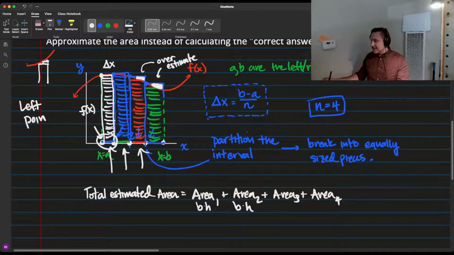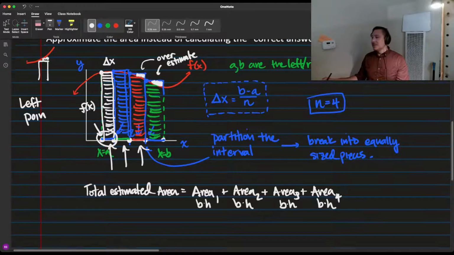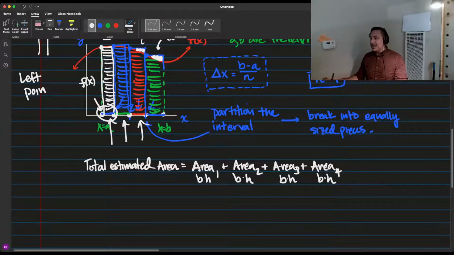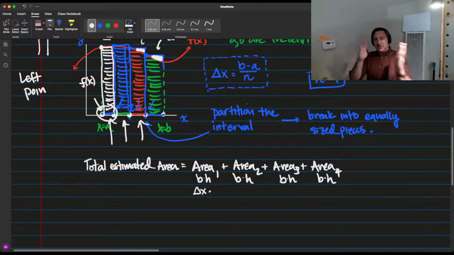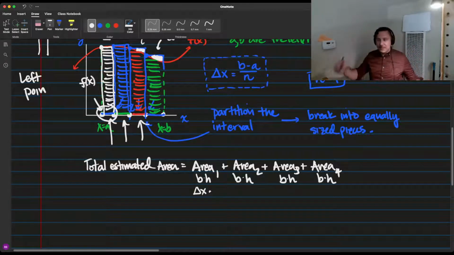A base times a height. A base times a height, right? And you start noticing that there's a repeated pattern here. In fact, each of those bases is going to be what? Delta x. And what is each of those heights going to be determined by? Some x value, from the left or right endpoint on the partition that we came up with.